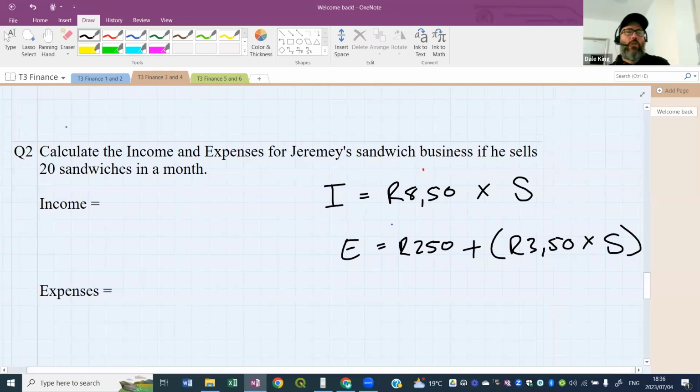Now you're going to answer question Q2. Calculate the income and expenses for Jeremy's sandwich business if he sells 20 sandwiches in a month. Now, when we say the word sells, he obviously makes 20 and then sells 20. The number he makes and sells is the same. So he makes 20 and he sells 20. 20 sandwiches, what will the income be and what will the expenses be? I'm going to give you 2 minutes to work that out, and then we're going to compare answers. So get your pens and pencils ready on your calculators. I need income and expenses for 20 sandwiches, please. I'm going to give you a couple of minutes.